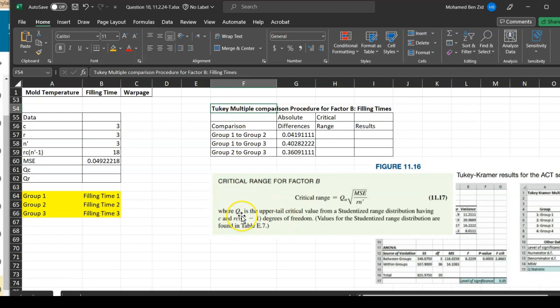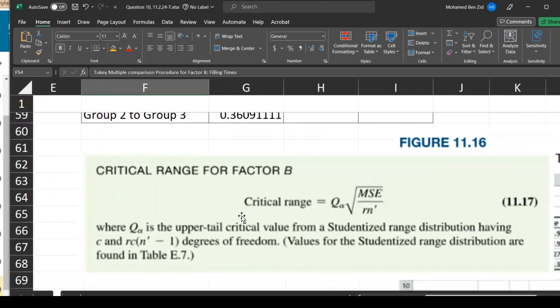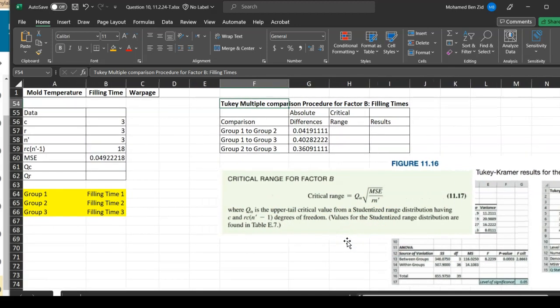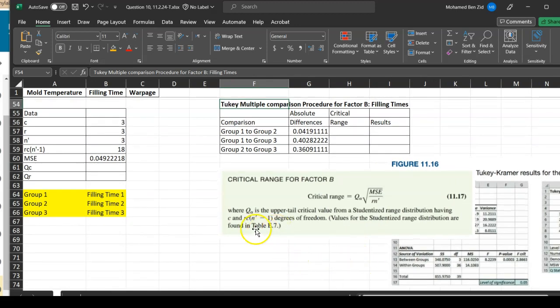So we're going to look for the Q alpha, all right? We're going to need the degrees of freedom, and we have to plug it into this equation to find the critical range. Before starting the formula, I need to define what my C is and this value, which is RC(n' minus 1). You notice here the C is the number of columns. This is one of them. The R times C times n' minus 1 is going to be this one, 18.